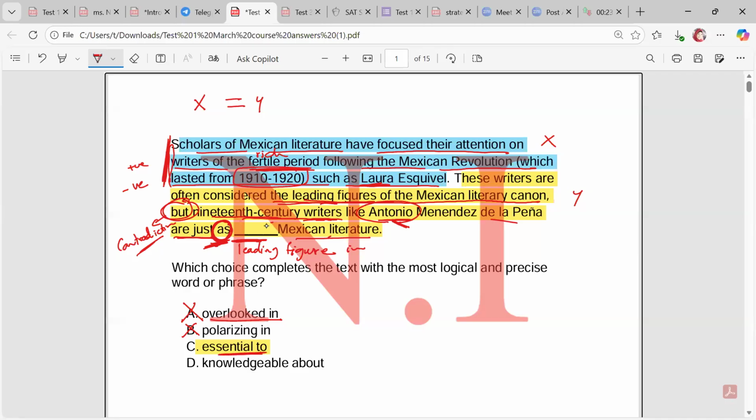Essential to leading figures, essential to knowledgeable about. I didn't talk about how they are informed about. No, I didn't say that they are informed about or have knowledge about Mexican literature. They are leading figures of Mexican literature. But the 19th century writers like Antonio Menendez are just as leading figures, just as essential to Mexican literature.